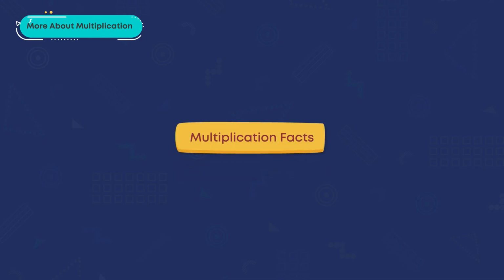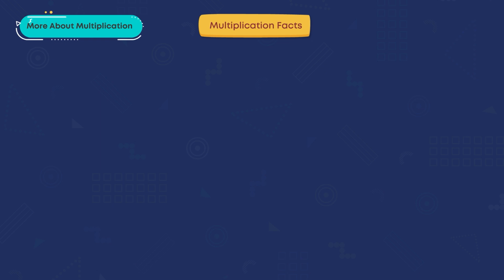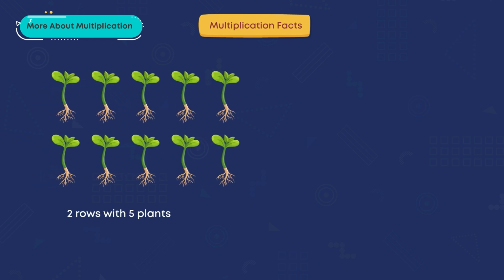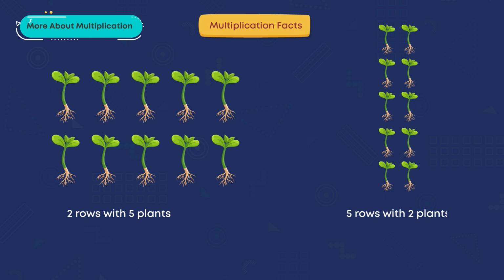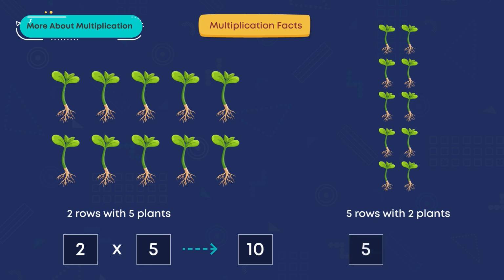Multiplication facts. 2 rows with 5 plants. 5 rows with 2 plants. 2 into 5 is equal to 10. 5 into 2 is equal to 10.